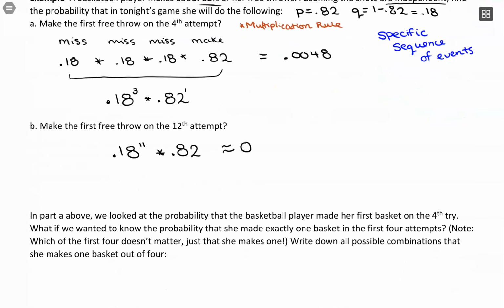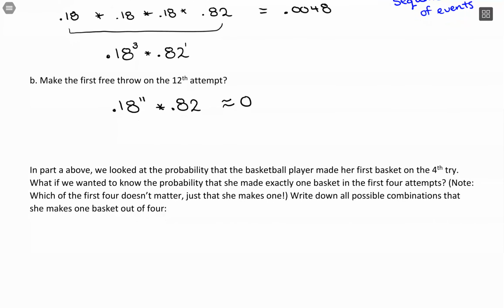So both of those were specific sequences of events, and what we're going to do in binomial is make it not specific. We're going to say there's going to be a certain number of trials. What's the probability of seeing a certain number of successes? Instead of saying exactly when the success occurs, like we see in part A and B, like they're saying when she makes that free throw, we're just going to say in general, what's the probability of seeing her make a certain number of free throws?